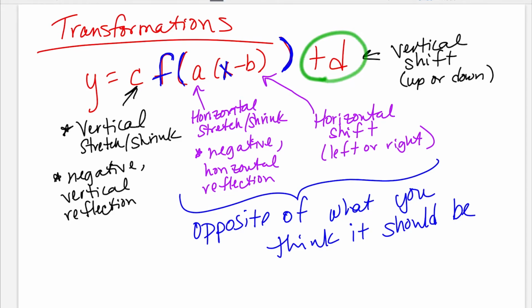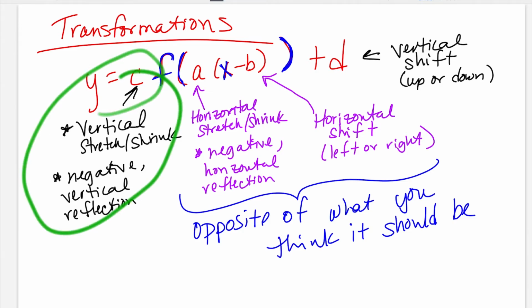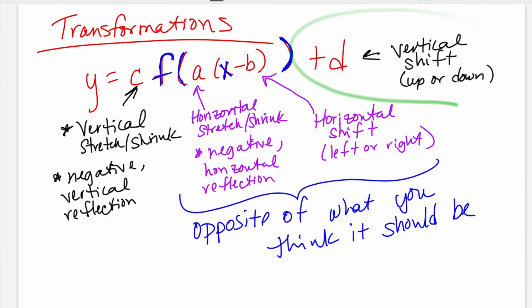Positive goes up, negative goes down. See this minus sign right here? That's what makes it opposite. If this is minus b, it's going to go to the right. If it's plus some value, that's going to go to the left because it would be minus and negative, right? Vertical is exactly what you intuitively think is going to happen there. Horizontal is opposite. All right?